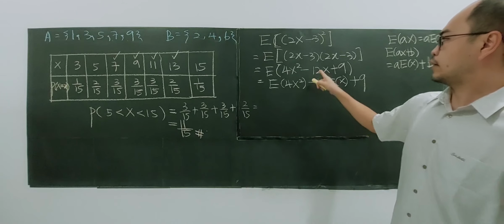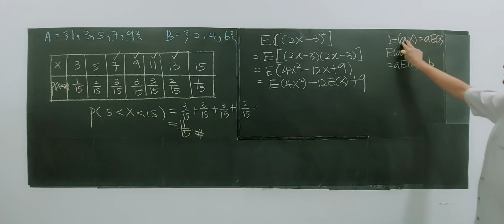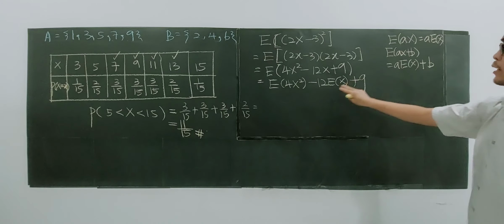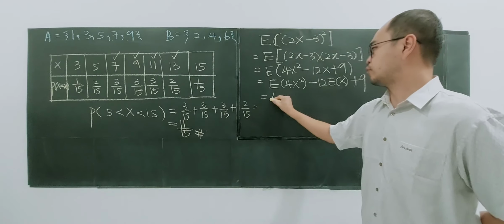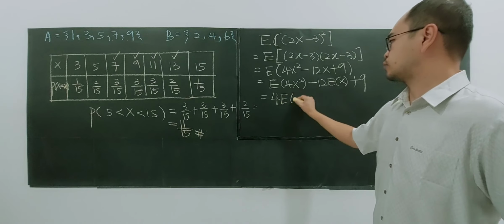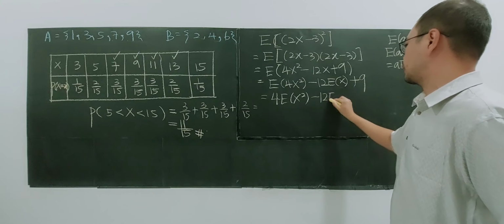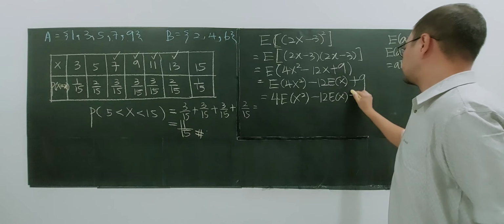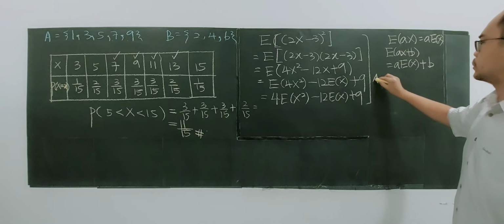Expectation of negative 12X. So you take out the negative 12, you get negative 12E(X), right? This one also, you can just do this: 4E(X squared) minus 12E(X) plus 9. This is the most important part here.